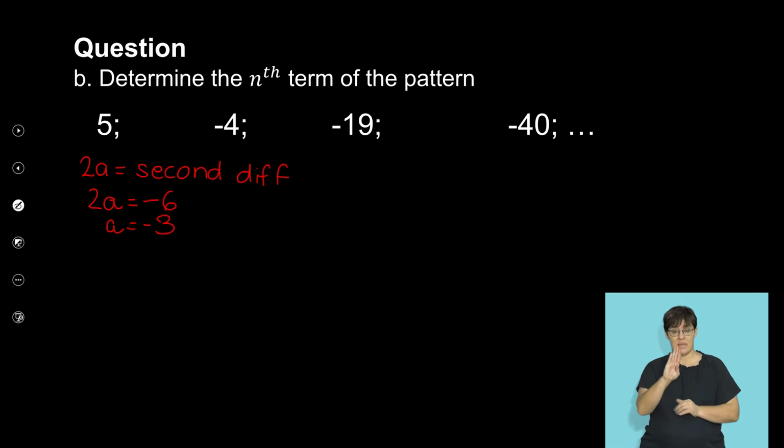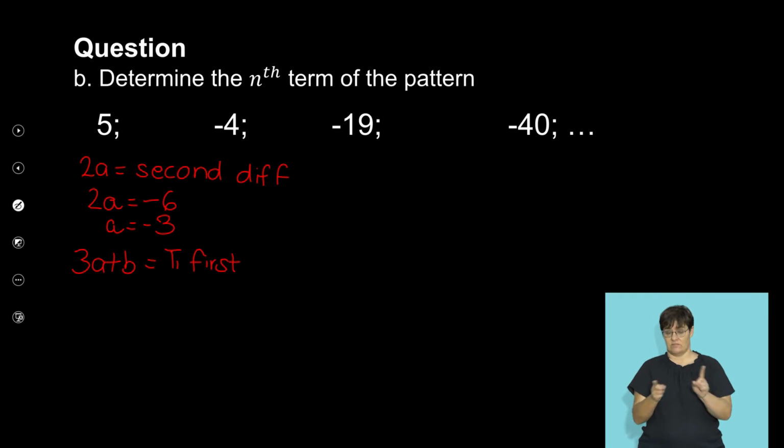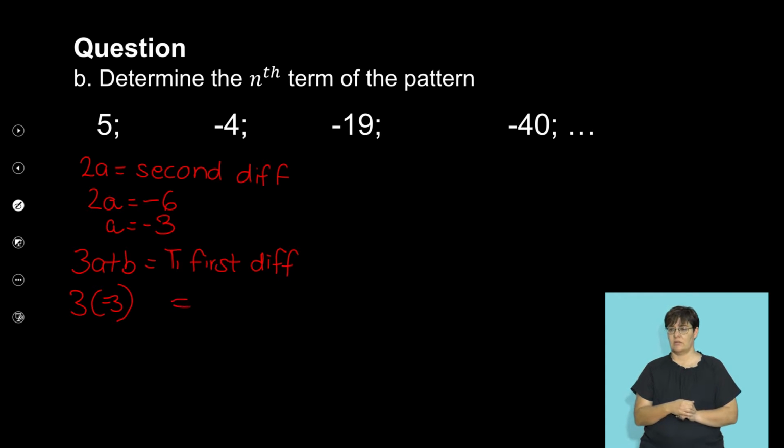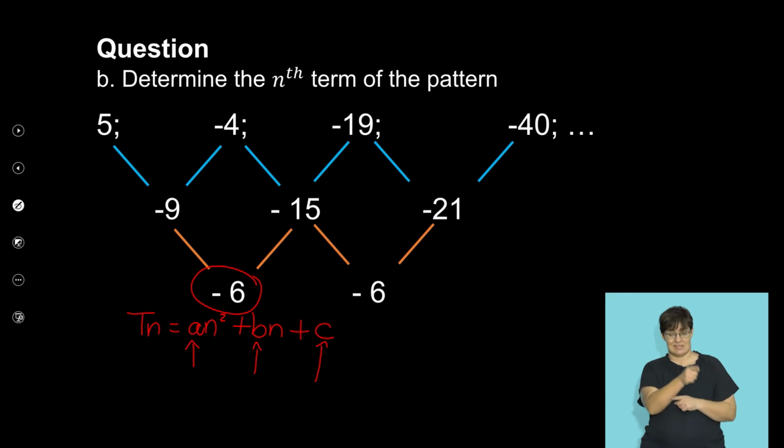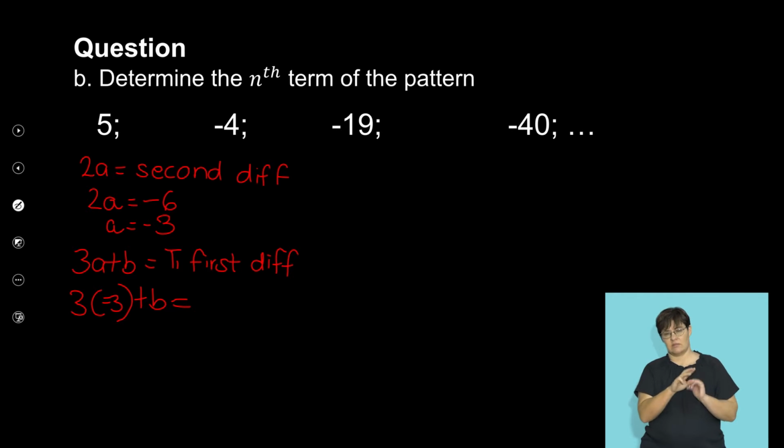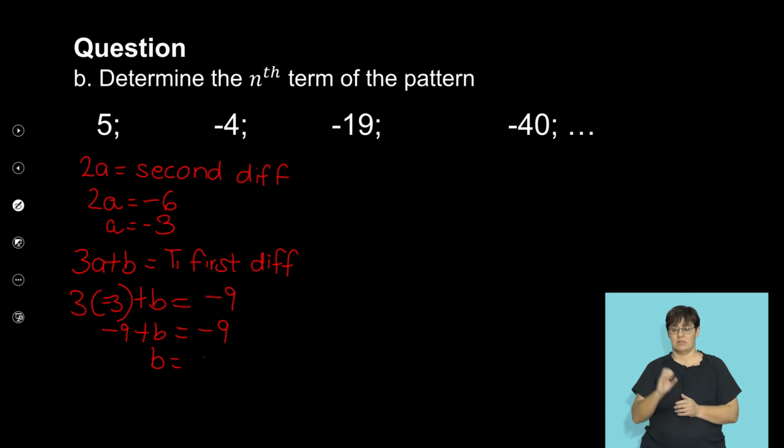In order to find the value of B, I say 3A plus B is equal to the first term of the first differences. I can immediately substitute in -3 for A because I've actually found that value. But now, in order to find B, I need the first term of the first differences, and that is -9. So I'm going to have 3 times -3 plus B is equal to -9. So this is going to be -9 plus B is equal to -9. If I carry my -9 from the left to the right, I will actually see that B is equal to 0.